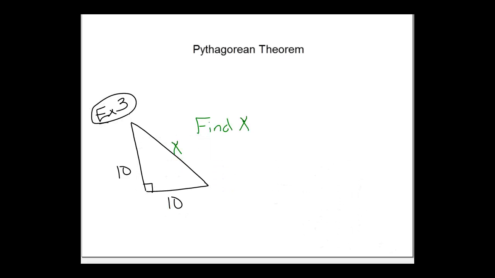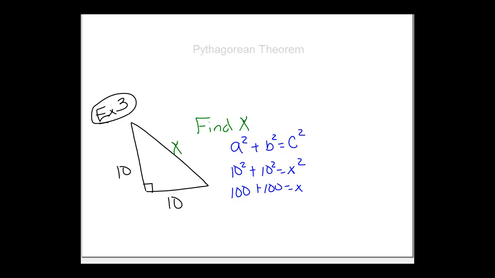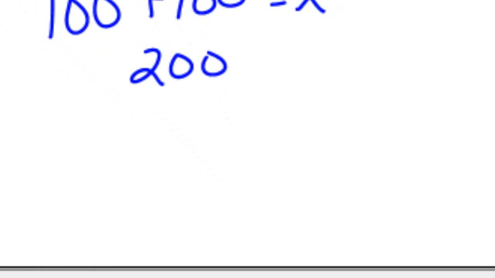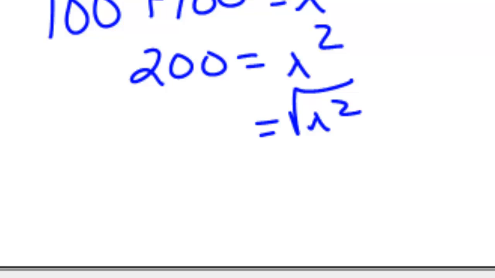Example 3, leg A is 10, leg B is 10, and C is x. We're trying to find the hypotenuse. So setting up Pythagorean Theorem formula, A squared plus B squared equals C squared. A is 10 squared plus B, which is 10 squared, equals x squared. 10 squared becomes 100 plus 10 squared is 100 equals x squared. 200 equal to x squared. Square root of x squared gets rid of the square, plus or minus the square root of 200.